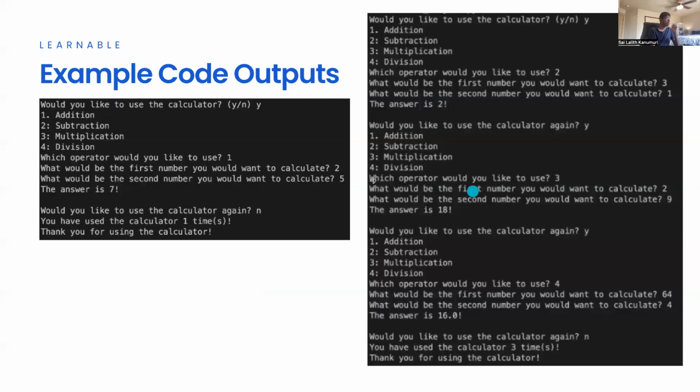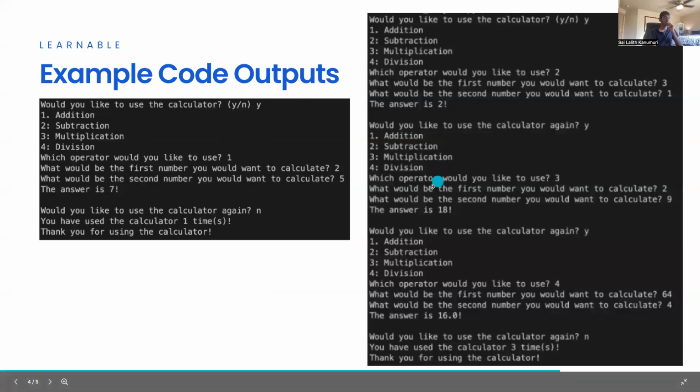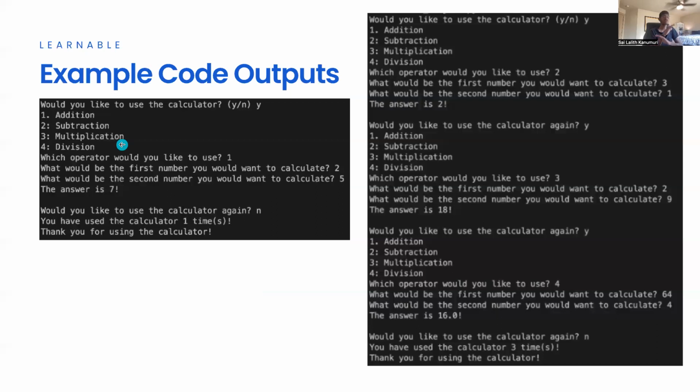So this is the example code outputs. This is the start, and then this is the continuation. I mean, sorry, these are two different outputs. For example, what would you like to use? Would you like to use a calculator? Yes or no? If you answer yes, it'll print these: 1 addition, 2 subtraction, 3 multiplication, 4 division. Which operator would you like to use? 1. What is the first number that you want to calculate? 2. What is the second number? Then the answer is 7.